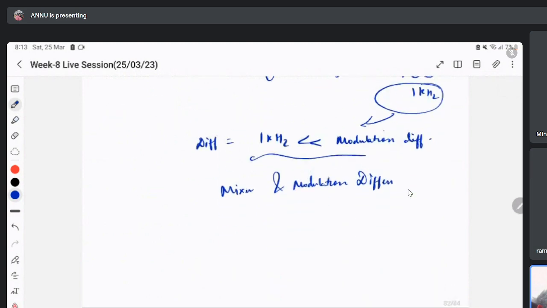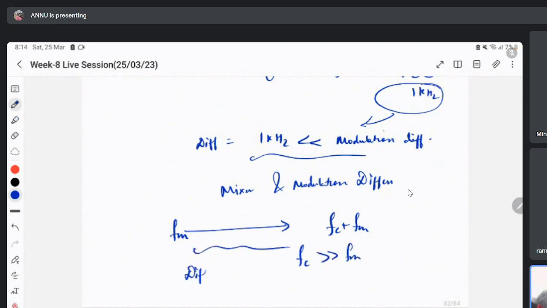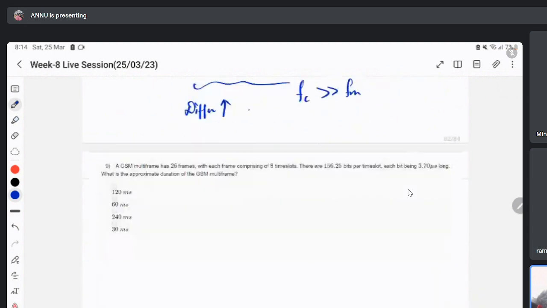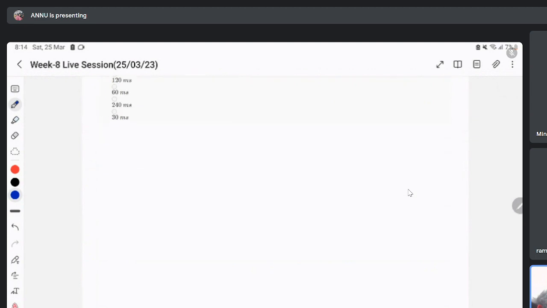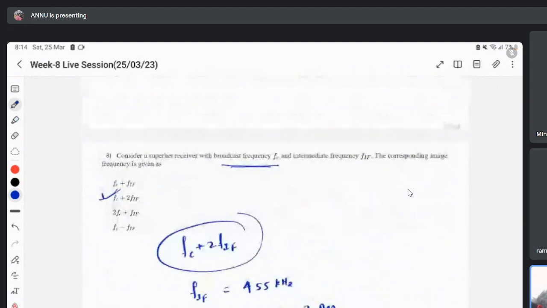If we take the case of modulation, then FM is converted to FC plus FM. Since FC is far greater than FM, this conversion difference is high. Since it was not recorded, I had to tell it again, so it's okay.